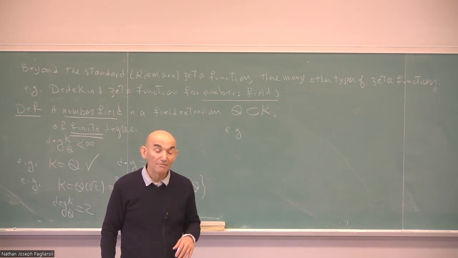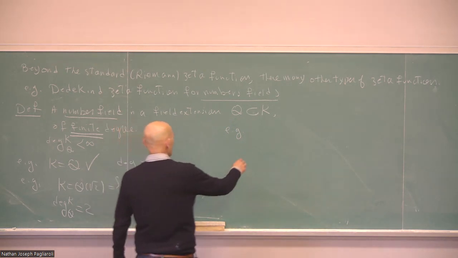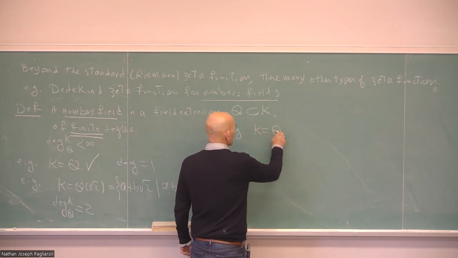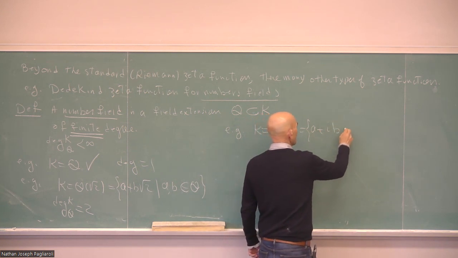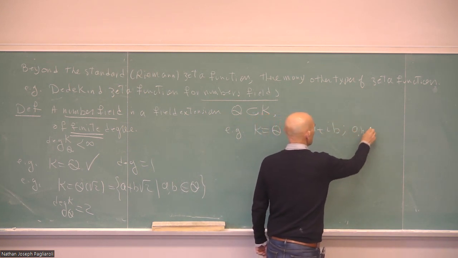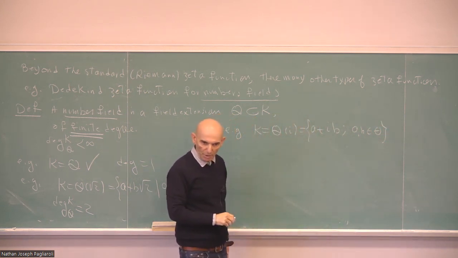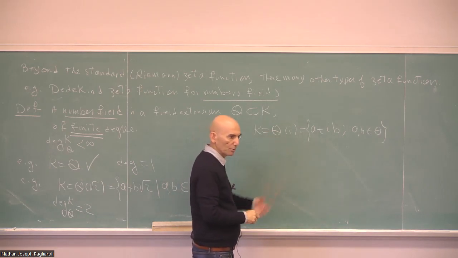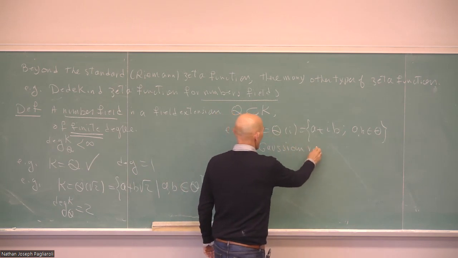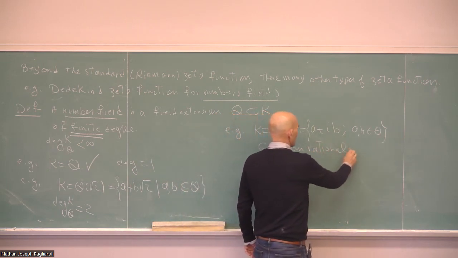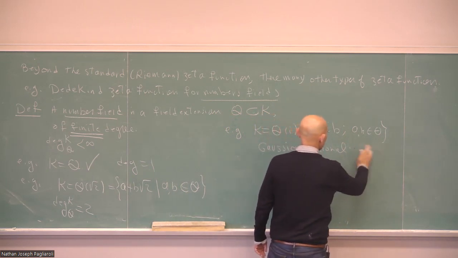Q of i, the field of Gaussian rational numbers. So K equals Q(i), the set of all, again, a plus ib, such that a and b are in Q. In honor of Gauss, who studied this for the first time, they're called Gaussian rational numbers, or Gaussian rationals.